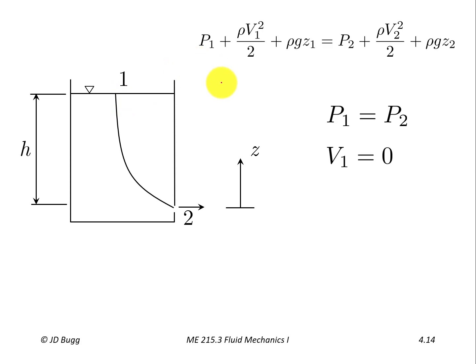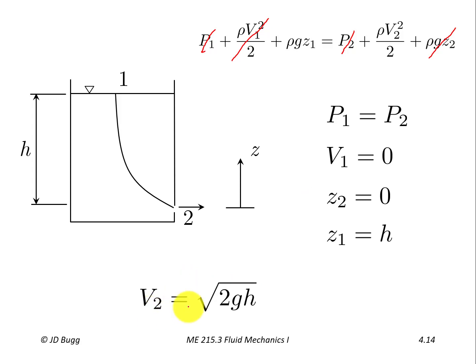Well, the next thing we can say is that Z2 is 0, and we can say that just because of where we've put our coordinate system. We've put our datum, or our 0 for the coordinate system, down at point 2. So we just set Z2 to 0. And Z1 is equal to this distance h. So the Z coordinate of the surface is just h. So when we take all of those things and apply it to Bernoulli's equation, these two terms are gone, that term is gone, this term is gone, so we can solve for this V2, and we get this. V2 is just the square root of 2gh.